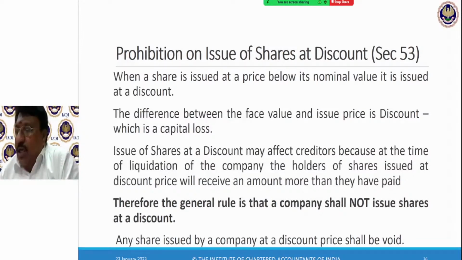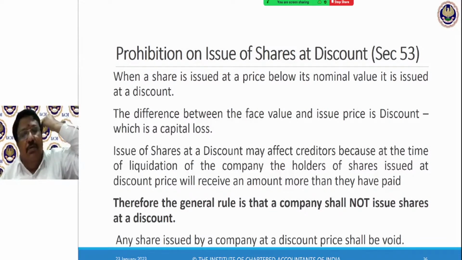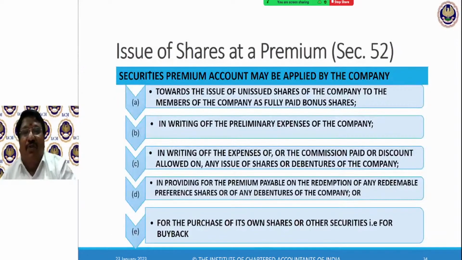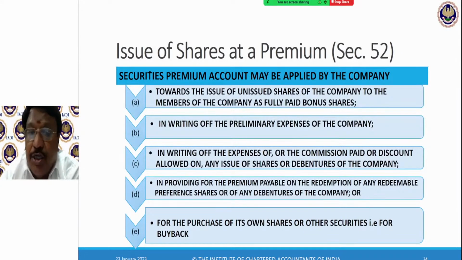So, securities premium can be used in writing off discount allowed on issue of shares, not discount allowed in trading. Discount allowed on issue of shares, you can use it. That's why I was very careful. Did you notice my words very carefully? When I mentioned discount, I told you that you cannot issue shares at a discount. Were you listening at that time, Mr. Patsardi?